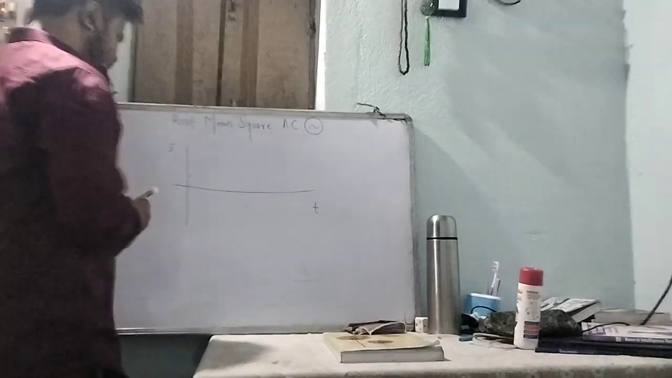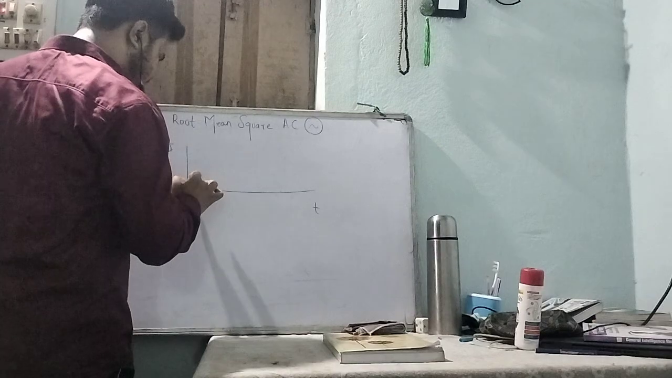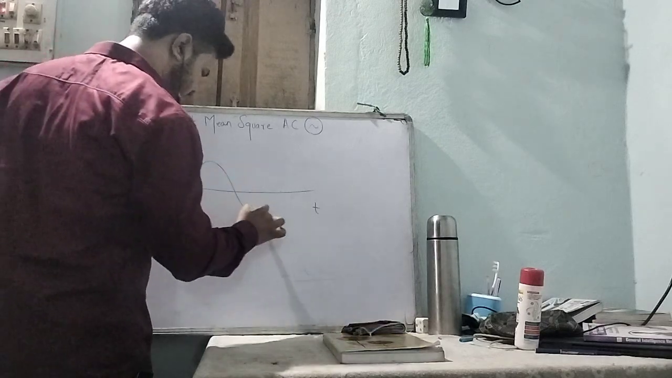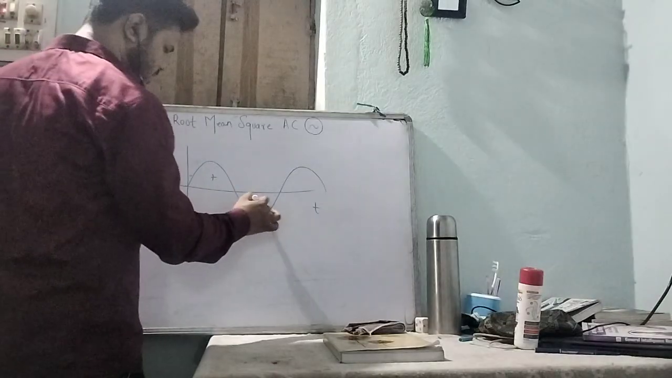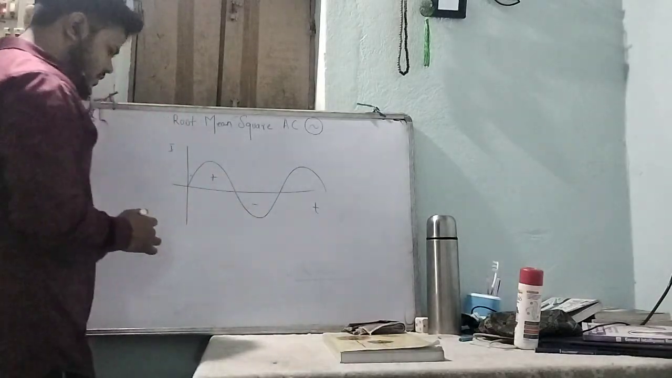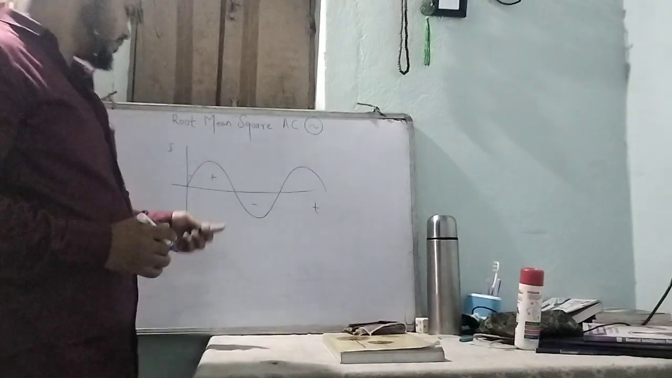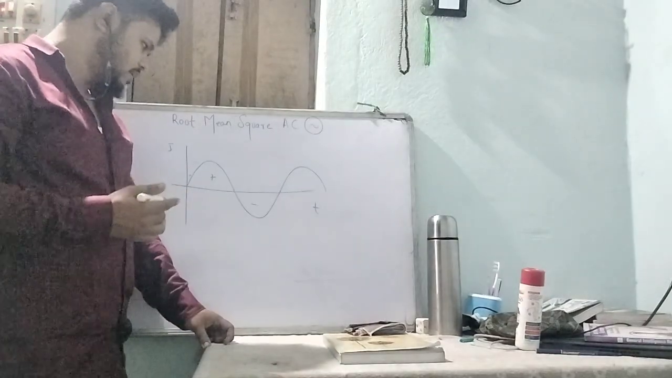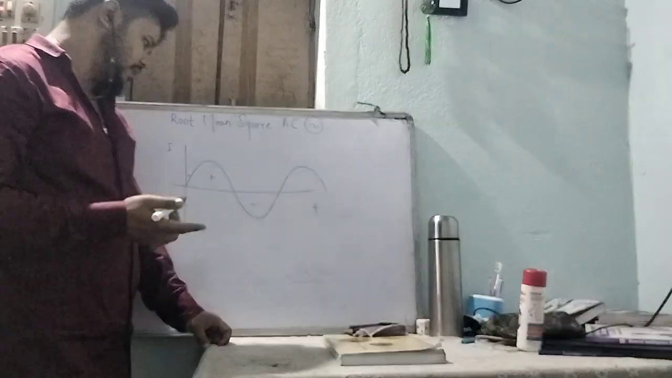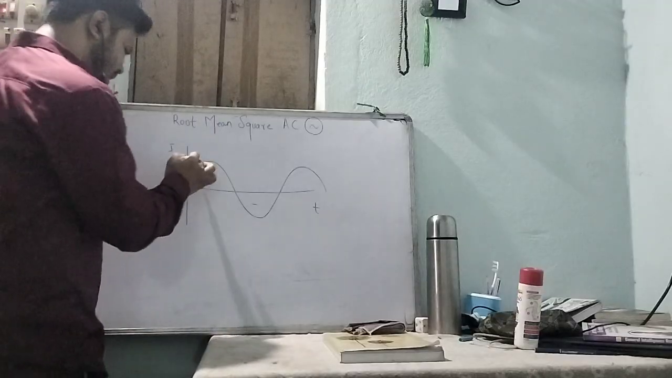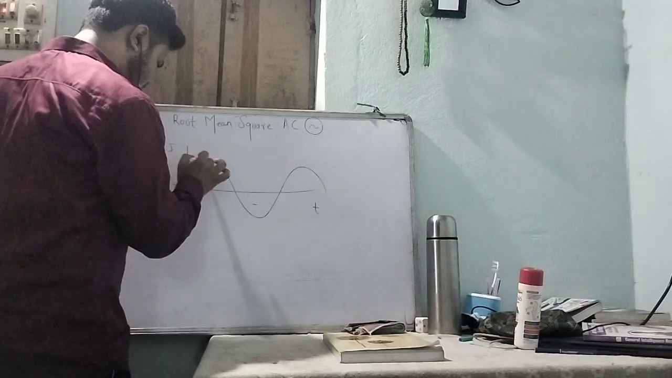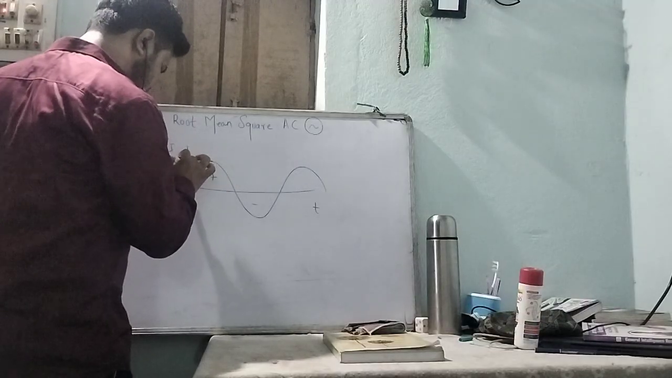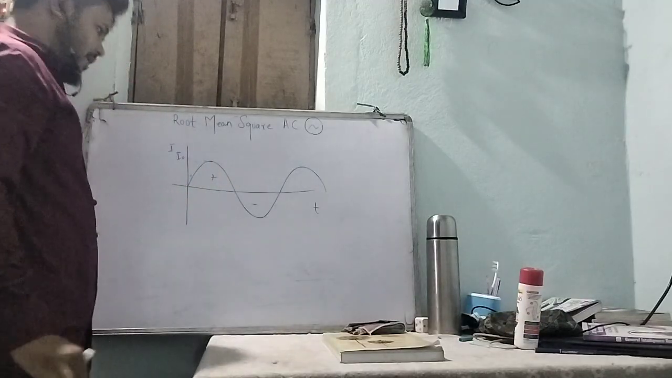But in an AC circuit, what happens? The current periodically changes its value and direction also. So this is positive and this is negative, which means the current is changing direction. The first time it's flowing in one direction, and the second time interval it is flowing in the other direction. At the same time, the value of current is also fluctuating with respect to time, and this is the maximum value of current, which I denote with I naught.